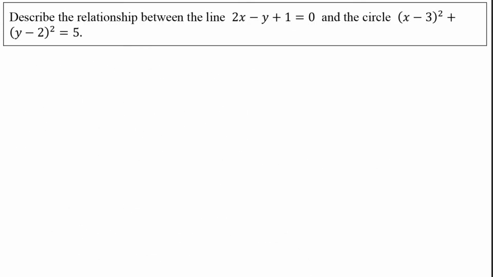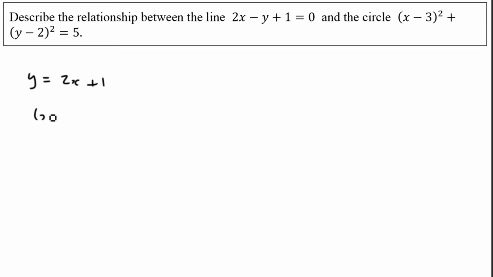This question asks us to describe the relationship between the straight line 2x subtract y plus 1 is 0 and the circle (x subtract 3) squared plus (y subtract 2) squared is 5. When we are asked to describe the relationship between a circle and a straight line, we are really being asked, how do these intersect with each other? Twice, once, not at all. So, rearranging the straight line, we have that y is 2x plus 1.